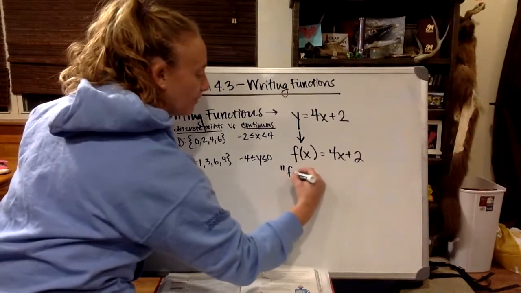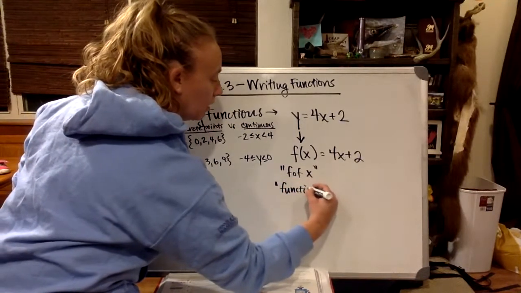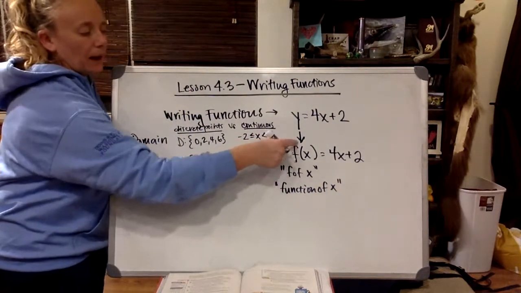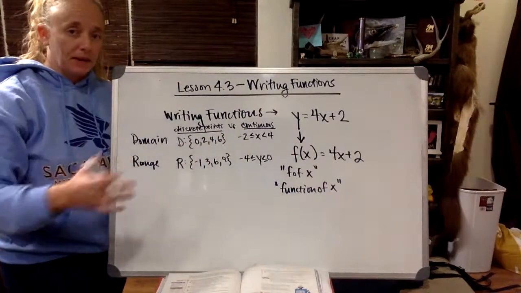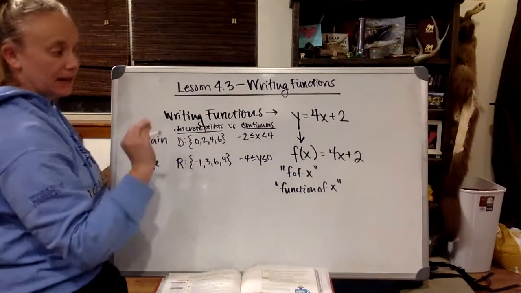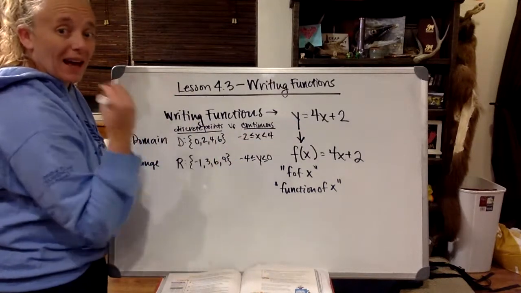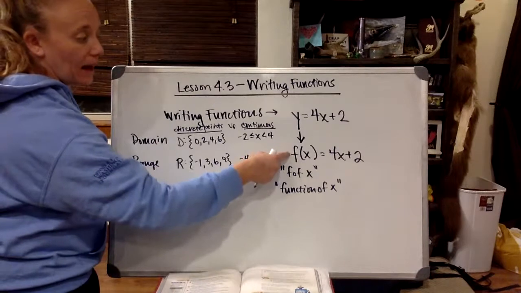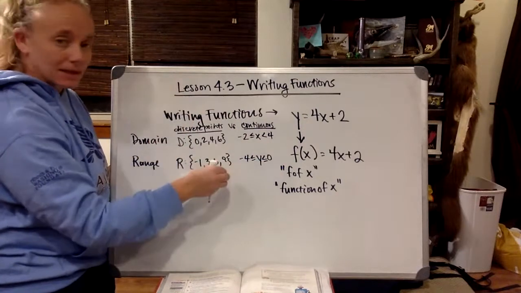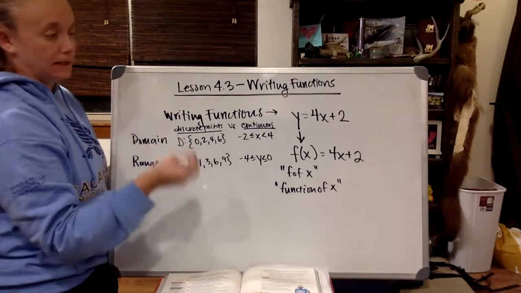I write f of x, or I say a function of x. By writing it like this, I am telling everybody, I'm shouting it from the rooftops, that no matter what number I put in, every independent variable that I put in here, out will pop a dependent variable, and only one dependent variable. If I write f of x, I am essentially shouting from the rooftops that this is a working function. It passes the vertical line test. For every independent variable I put in, out will pop one and only one dependent variable.